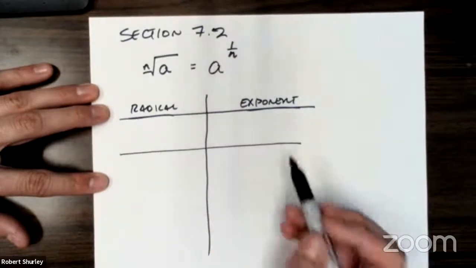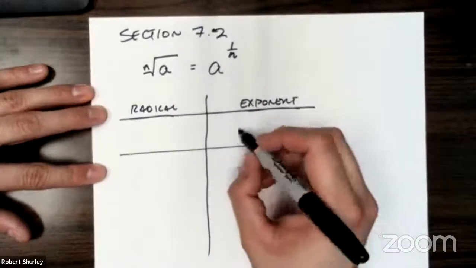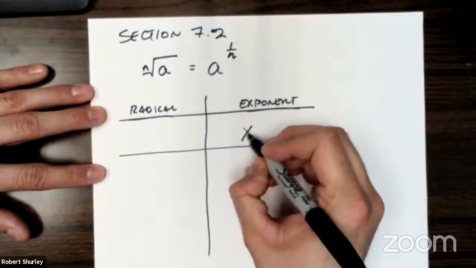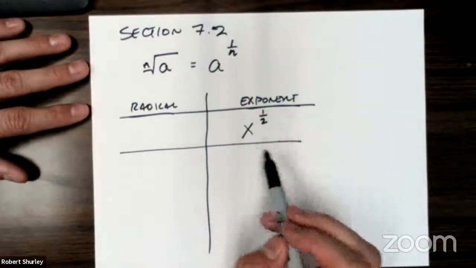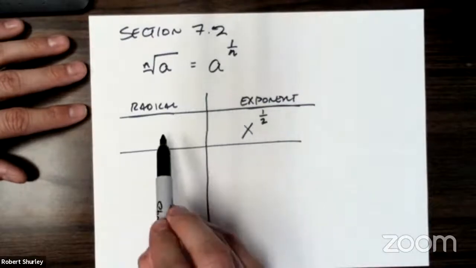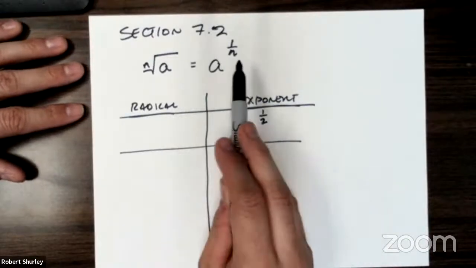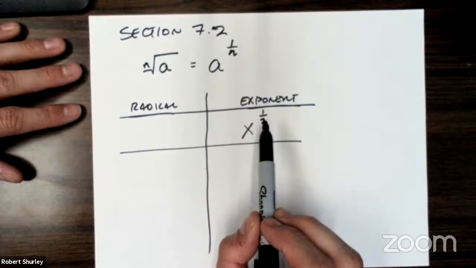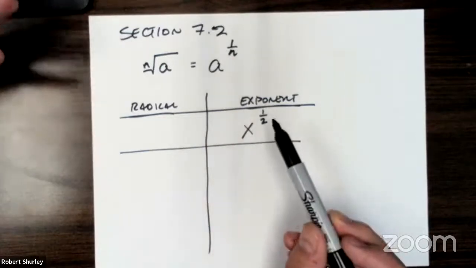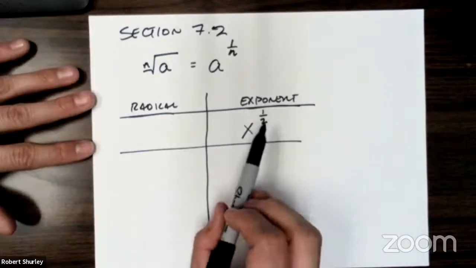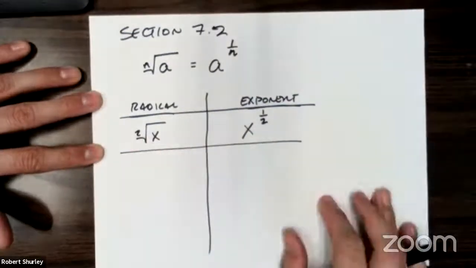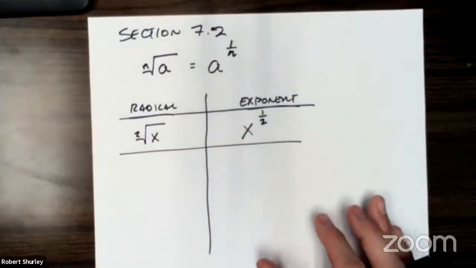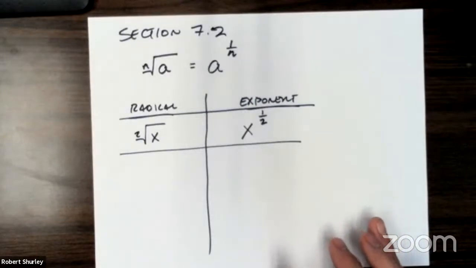So if we had something in exponent form, let's say x to the 1/2 power, something kind of basic, and I wanted to write it in radical form, well, look, the denominator of this fractional exponent, that's called a rational exponent, rational means fraction, is 2. So therefore, this is just the square root of x. Pretty straightforward.